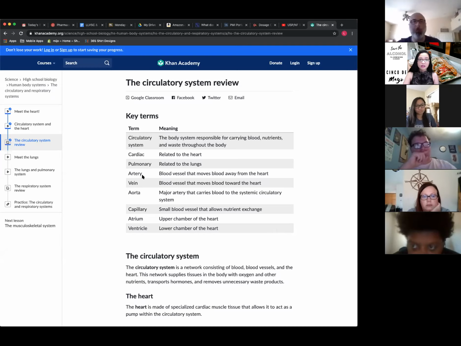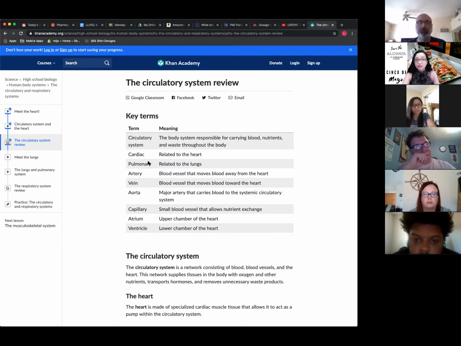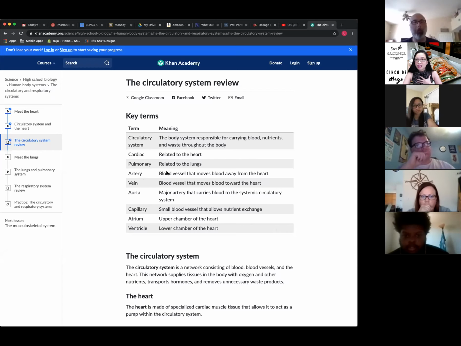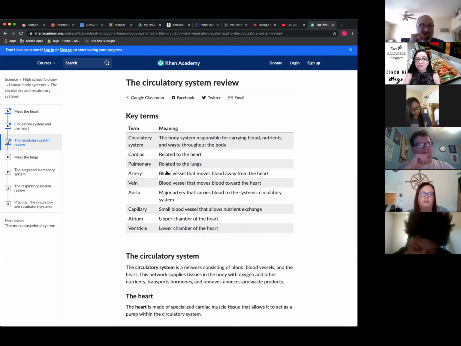Yes, perfect. Okay. So key terms: circulatory system, the body system responsible for carrying blood, nutrients, and waste throughout the body. When you hear the word cardiac, it has something to do with the heart. When you hear the word pulmonary, it has something to do with the lungs. And he mentioned another organ. What was that? Stormy's mouthing, the liver. What is that term for the liver? Hepatic. Hepatic, hepato. Okay, so we're doing medical terminologies right now.